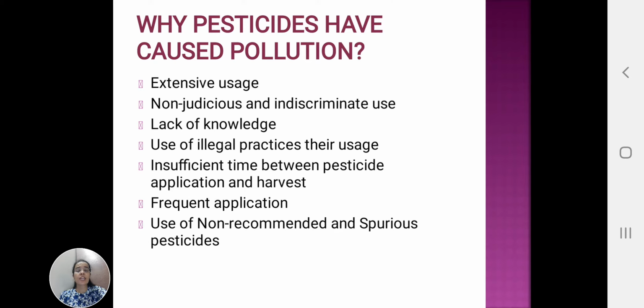Frequent application. In order to get more and more production, they are frequently applied to the fields. Use of non-recommended and spurious pesticides. Some of the pesticides have been banned from different countries because of their dangerous and hazardous effects, but even then they are being used by the farmers.